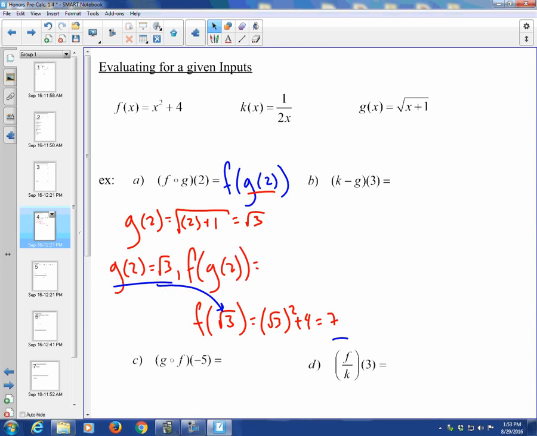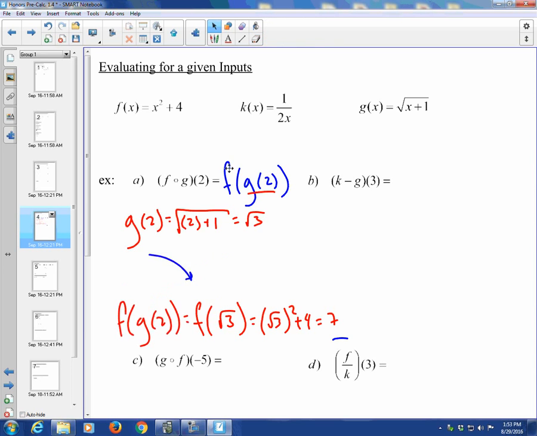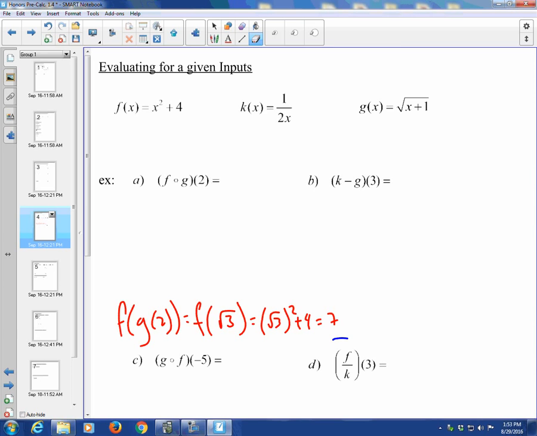Let's see if we can bring this down. We're going to have a little bit of trouble with that, so let's do this. Let's take this guy out, g of 3. Pull that down. Okay, so that's one method of going through and solving the composition for a particular input. So right here we'll just sort of say we found g of 2 to be the square root of 3 here, and then plug that in.